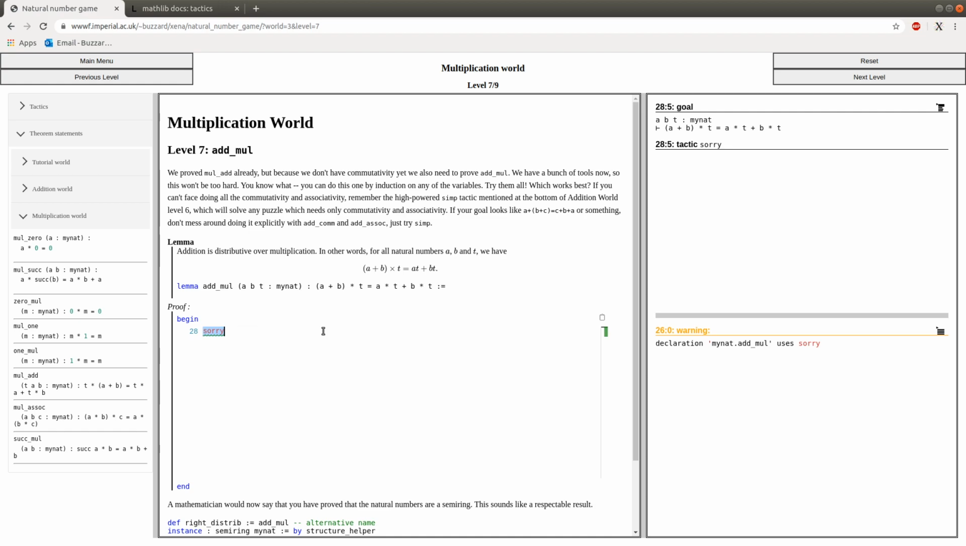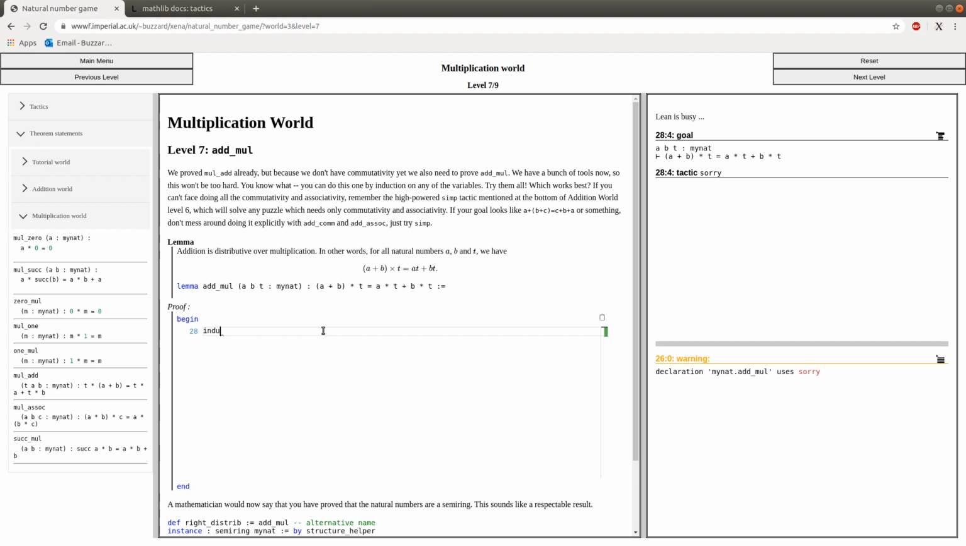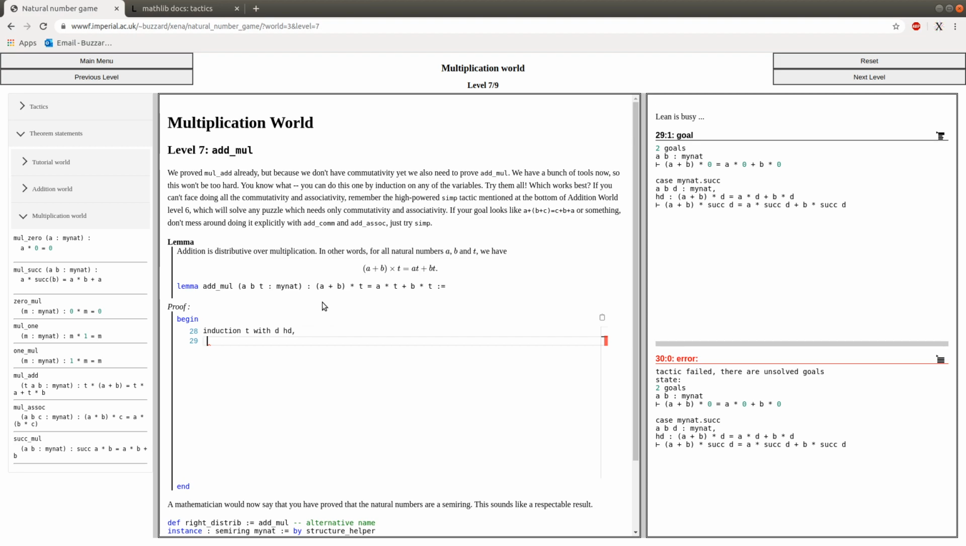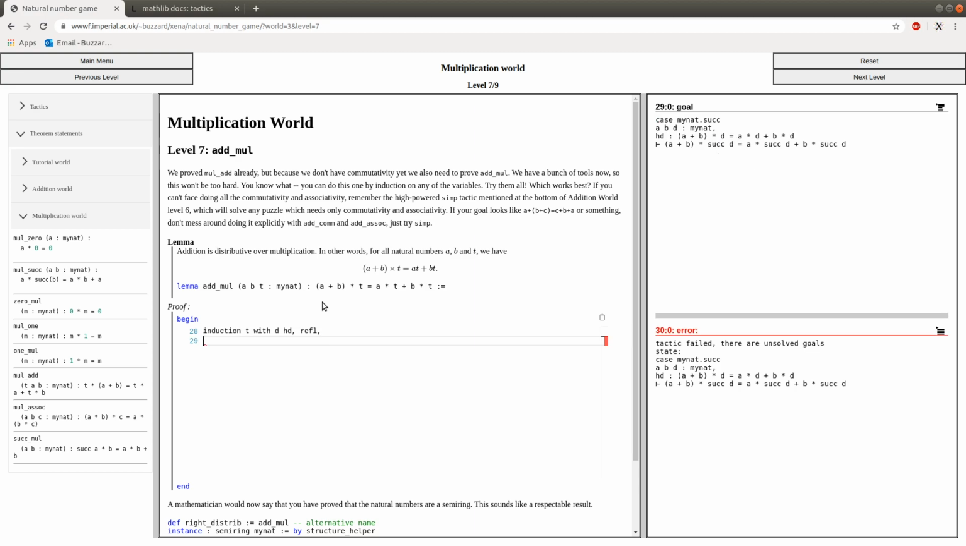And now this one is surely going to be induction on T. Induction T with DHD. And the first case will be true by REFL. What's the first goal? The first goal is all about 0 equals 0. The first goal is true by REFL.